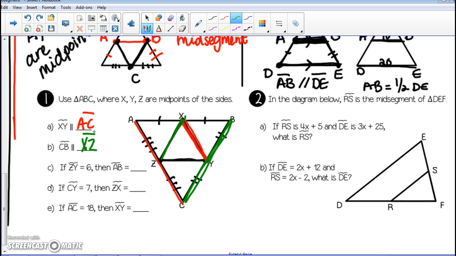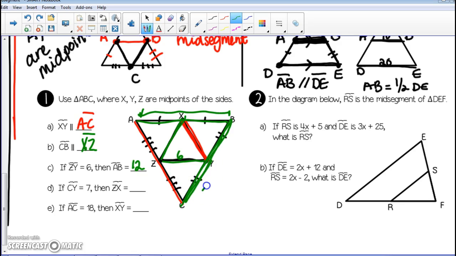The next question says ZY is 6, that's the side. Then AB, from here to here, equals, well, it's a midsegment, so it's half as much as the longer side, so it would be 12.